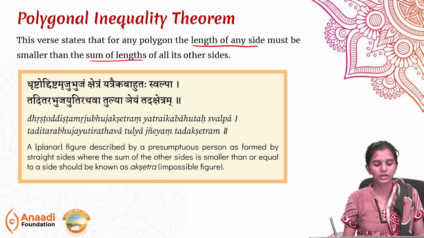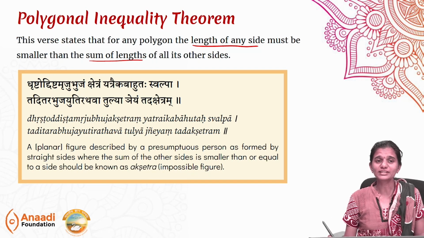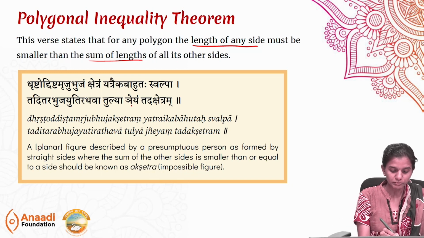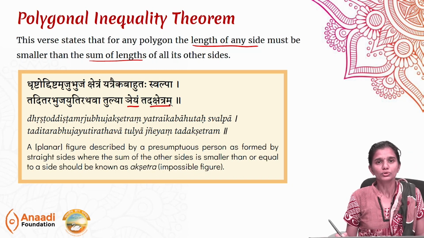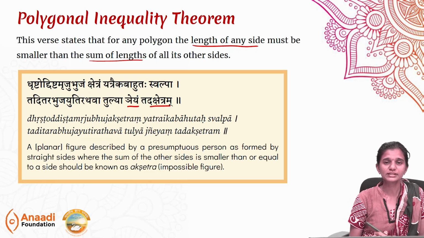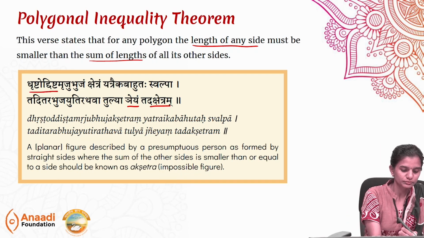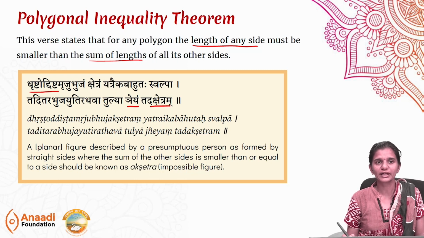Dhishtodishtam rijubhujam kshetram yatraika bahutasvalpa taditara bhujayutirathava tulyagneyam tadakshetram. What is he saying in this verse? Gneyam akshetram. Know something to be an impossible figure. That is an impossible polygon. Which is that? Drishtodishta. One that is stated by a presumptuous person. That is, one who does not know but acts as if he knows.